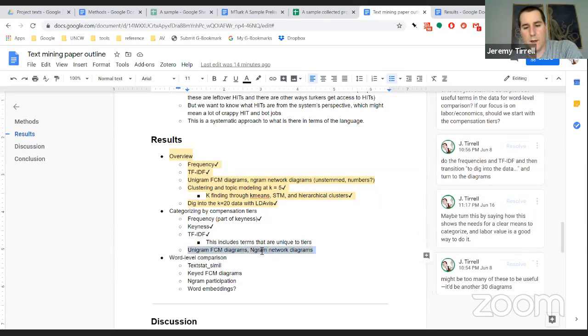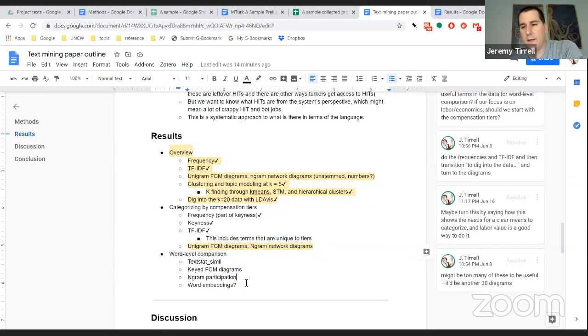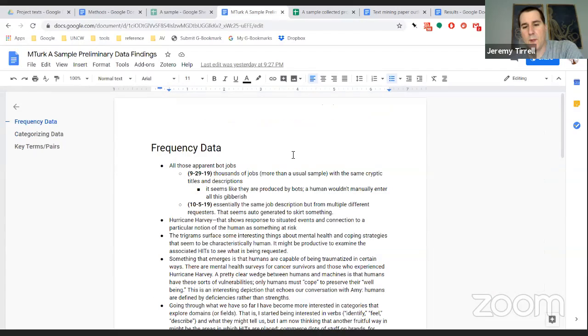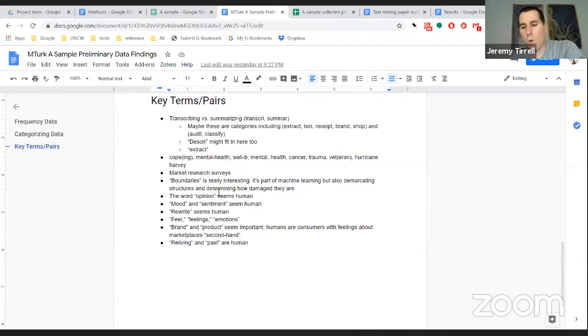This actually won't be here. And then we move on to word level comparison. So some of this is we were finding words that might be interesting. You can almost think of this as moving in grain size, right?